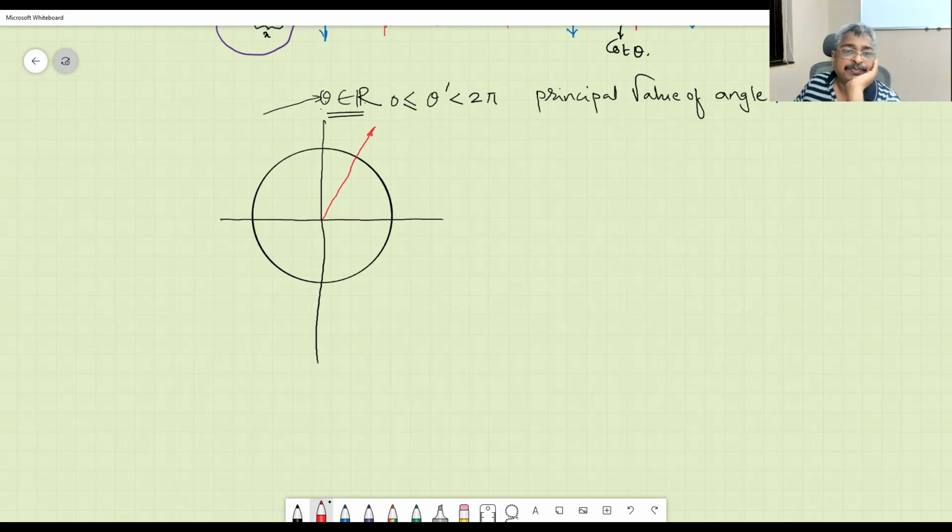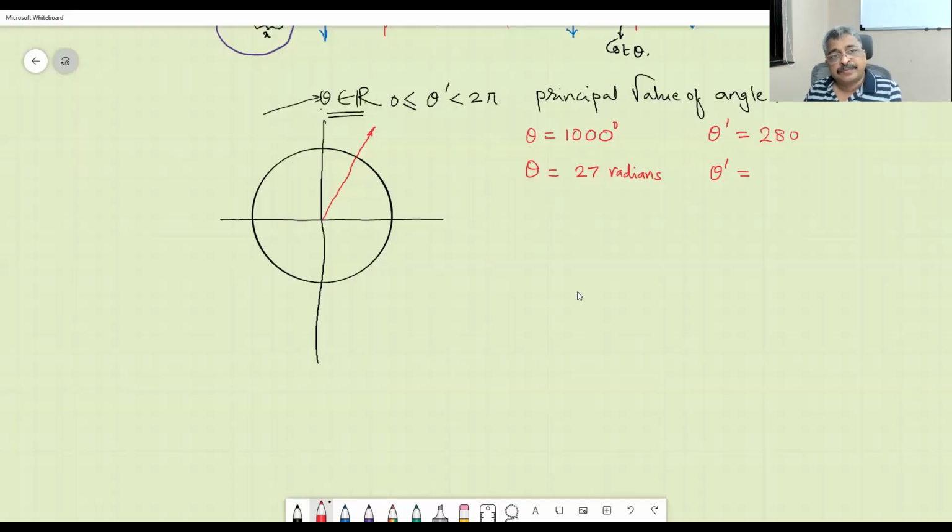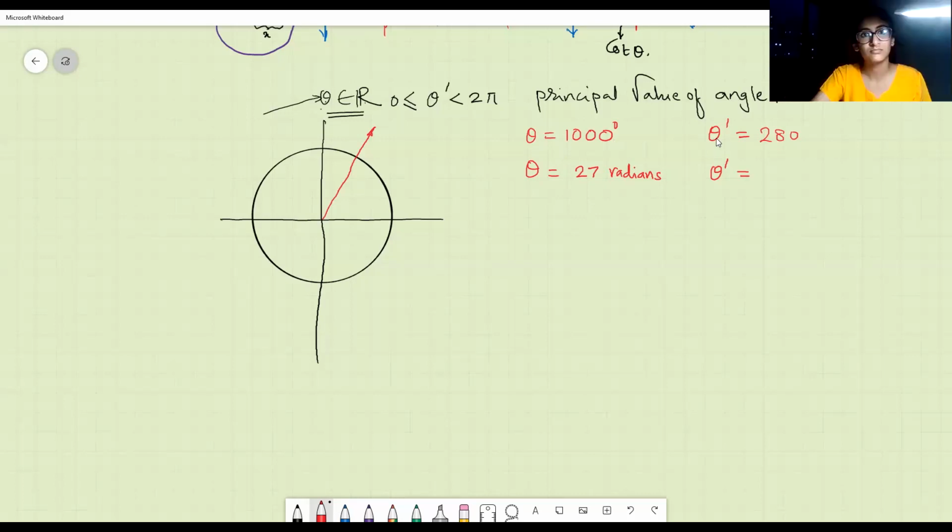And therefore, let us do an exercise. Say theta is equal to 1000 degrees. Can you tell me the corresponding theta dash? This is a good exercise. Tell me the corresponding theta dash. Okay, if theta is 1000 degrees, then theta dash is 280 degrees.